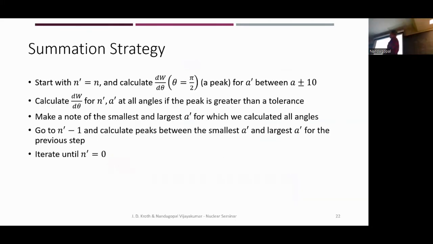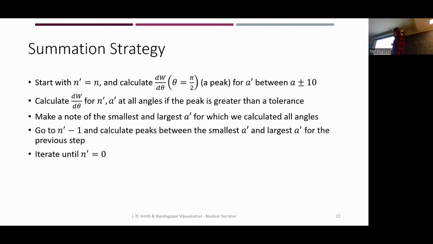So we're going to start at n prime equals n, where we know where our significant contributions are. We're going to calculate at theta equals pi over 2. In a few slides, you'll see why I choose that, because it's essentially the maximum of the angular distribution for this guy. And we're going to do that for a bunch of a prime values. We're going to start with a and do plus or minus 10. It could be any integer. We just want to give it some width so that we can capture any movement of these peaks.